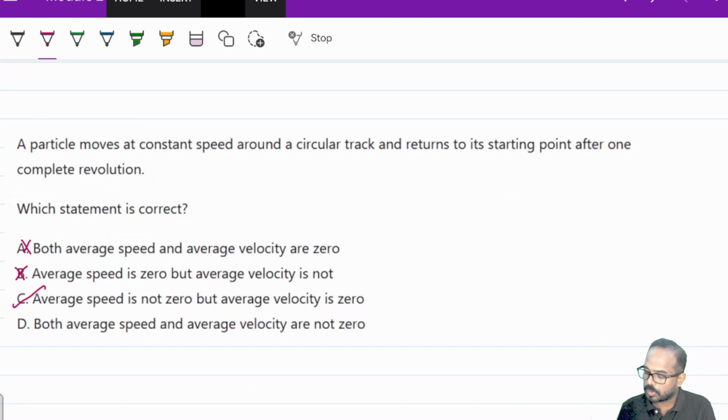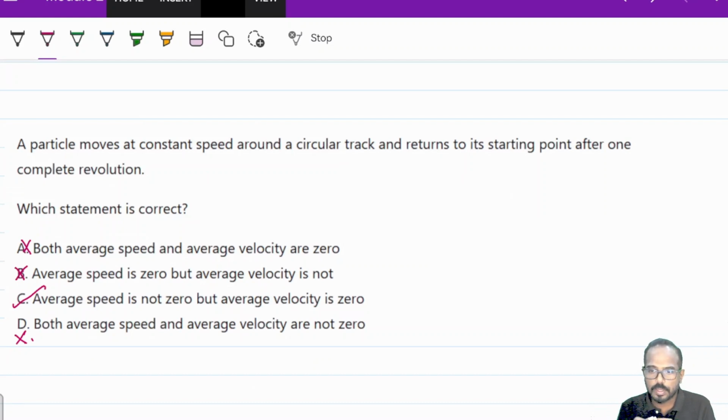And check the other option also. Both average speed and average velocity are not 0. This is also wrong. Okay? If you know this concept, carefully read the options and choose the right option. So I hope the velocity and speed concept is clear to you. The important points I gave you are the basic information you need to remember in kinematics.